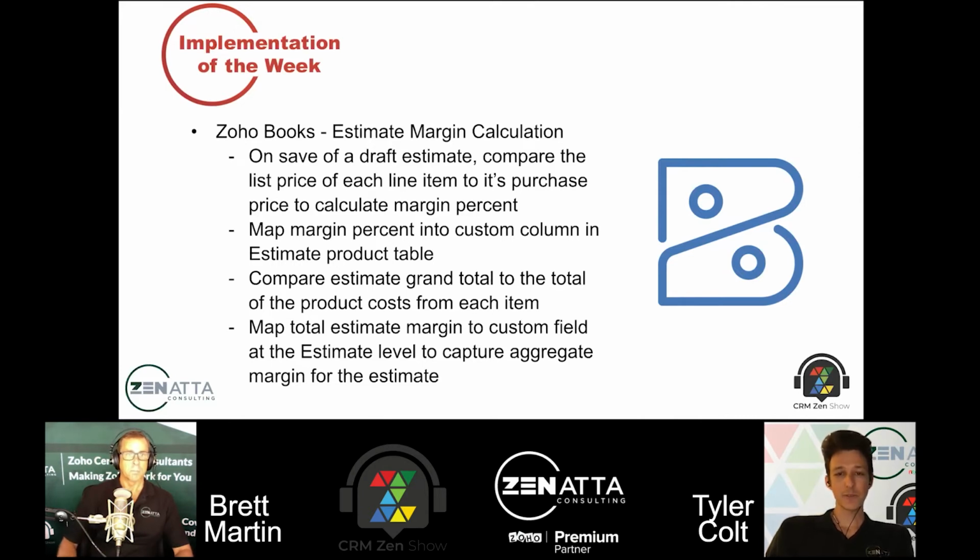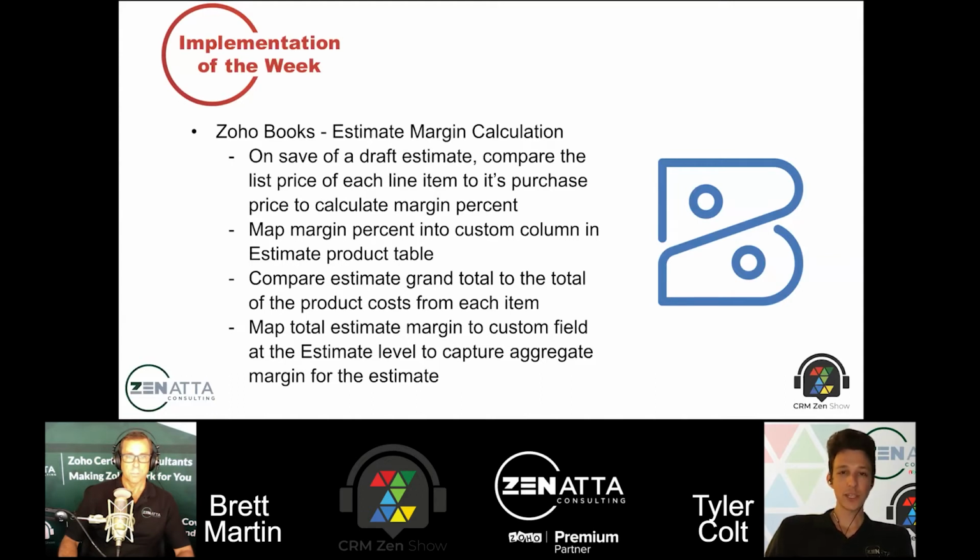It does that for each individual row on the item table inside of the estimate and writes each item's margin into a custom field. And then it will also take the grand total of the estimate and compare that to the total of the purchase price of all items at their specific quantities and give you the total margin of the estimate.